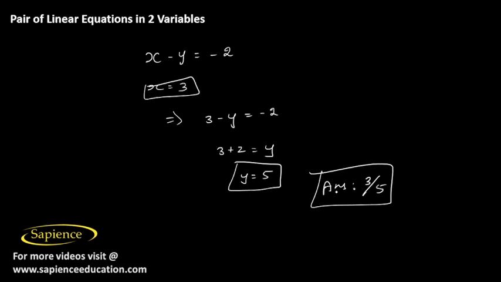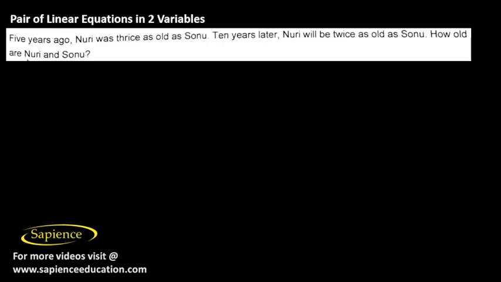Let us solve one more question. This is also based on two equations and two variables, but this is about the ages of two people. Now let us assume two variables for their ages. Let the age of Nuri be x and Sonu be y.